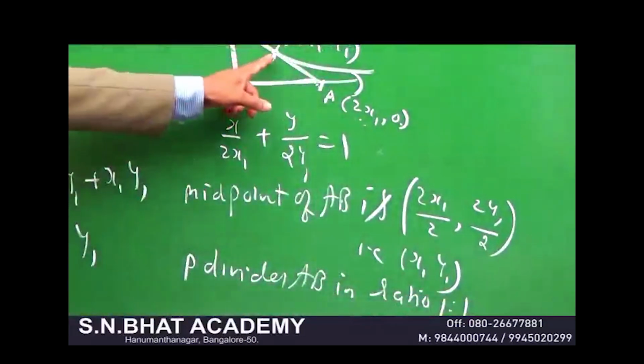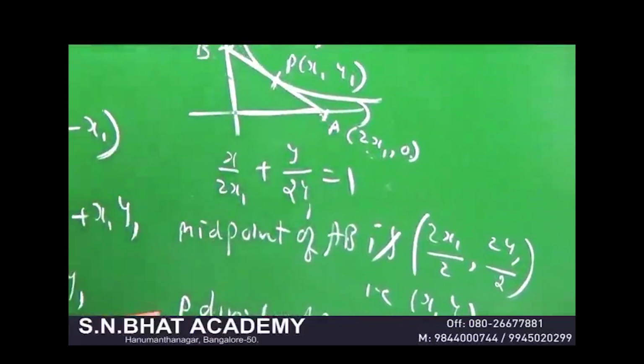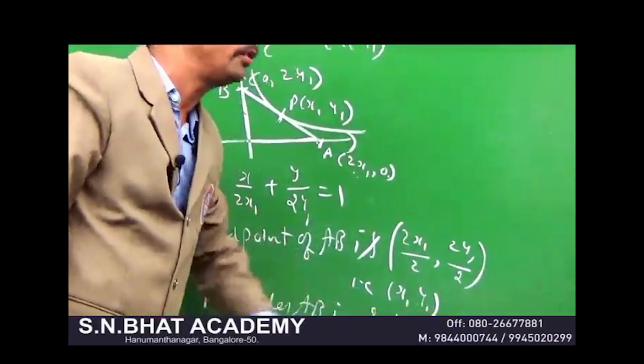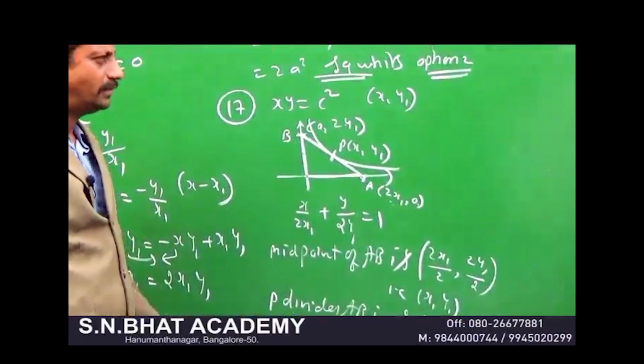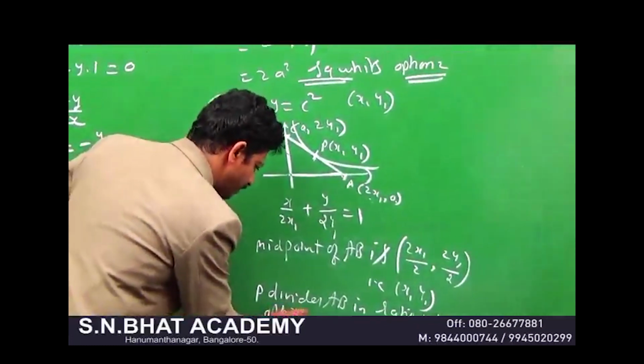So in this problem, we have to determine the ratio in which P divides AB. But P happens to be the midpoint of AB. Therefore, P divides AB in the ratio 1:1. Therefore, the required option is the third one. So option 3 is the correct answer.